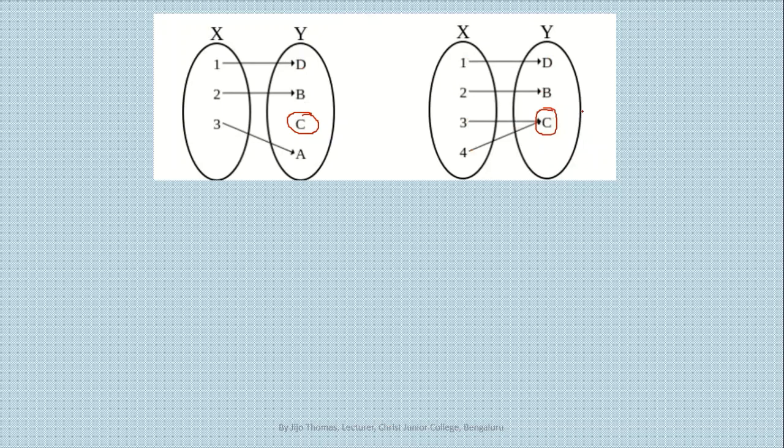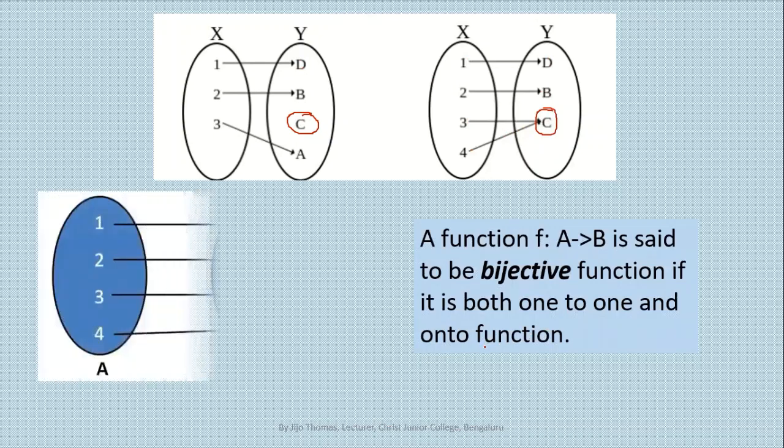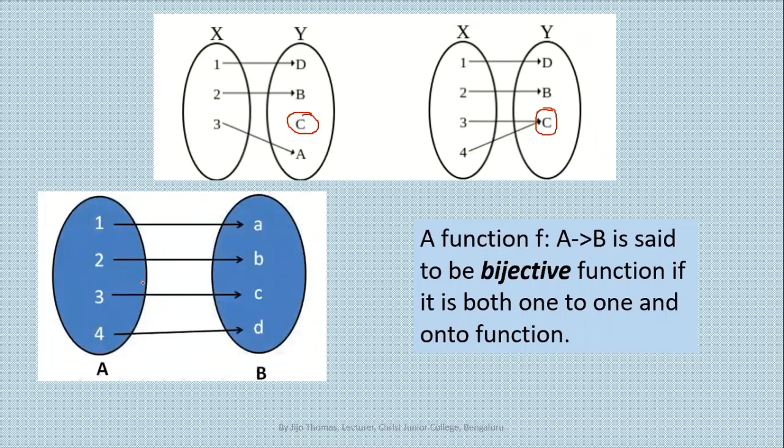Now, if a function satisfies both one-one and onto, it is called a bijective function. A function which satisfies both one-one and onto is called a bijective function. Here is the example for that. 1 to A, 2 to B, 3 to C. Every element of the first set is related with different elements in B, that is one-one. And every element of the second set is related. There is no element left out in the second set. So it is onto. It is both one-one and onto. Such a function is called a bijective function.